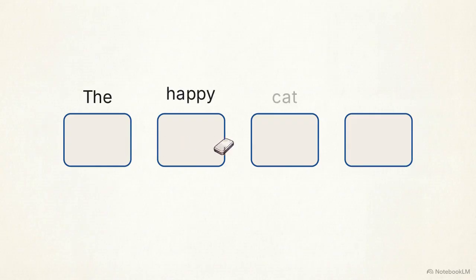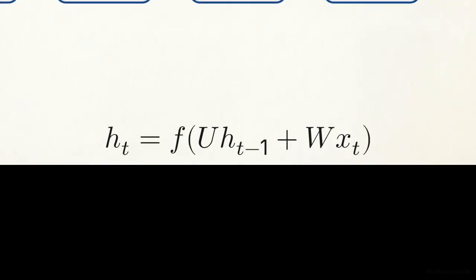This timeline illustrates how that loop looks when we stretch it out. If the network reads the phrase, "the happy cat sat," it processes the sequence one word at a time. As it moves forward, each step hands its current notes to the next box in line. This mathematical formula is the actual recipe the AI uses to write those notes. It looks complex, but it is built from a few highly logical pieces.